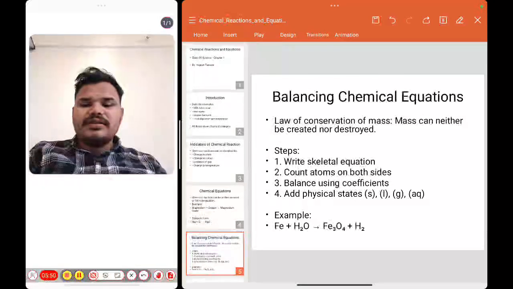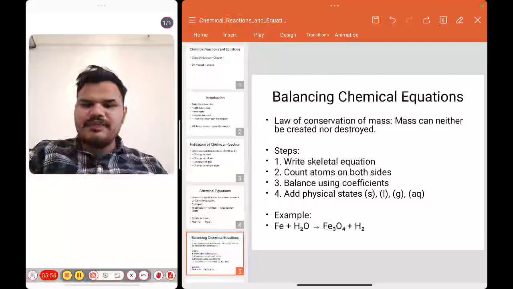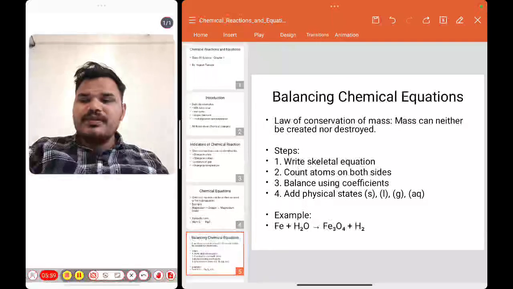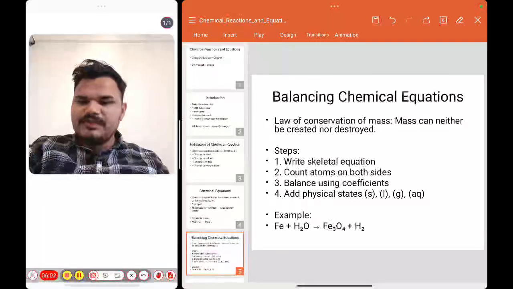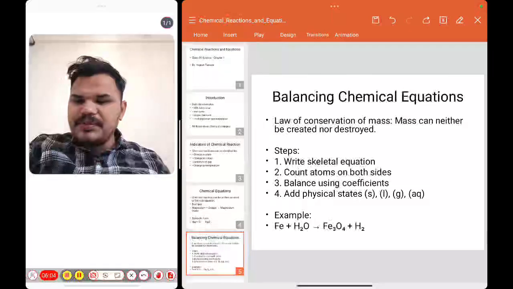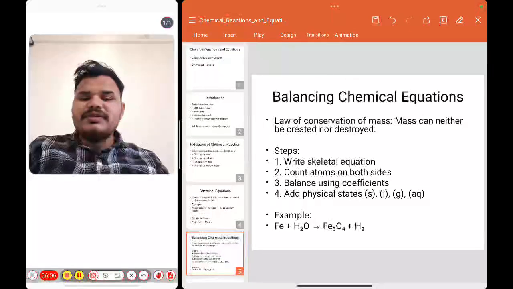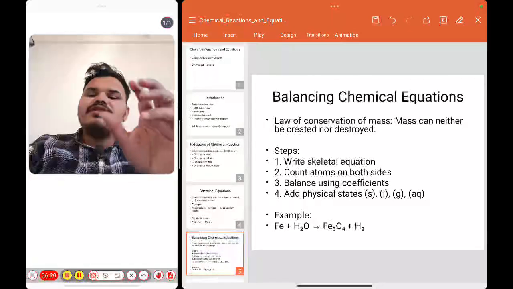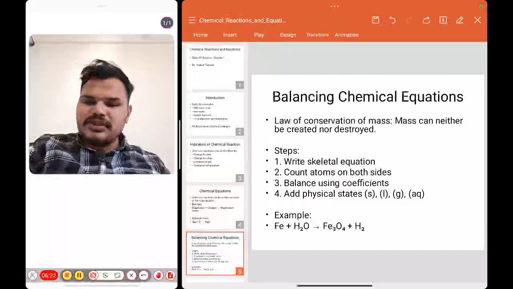Now the next topic is balancing the chemical equation. As per the chemical equation, any reaction should be balanced, otherwise the reaction is not completed at all. The first one is the law of conservation of mass, that is, mass can neither be created nor be destroyed. It means that on the left hand side a certain number of grams of the reactants are there, and similarly on the product side a similar amount of product is there.